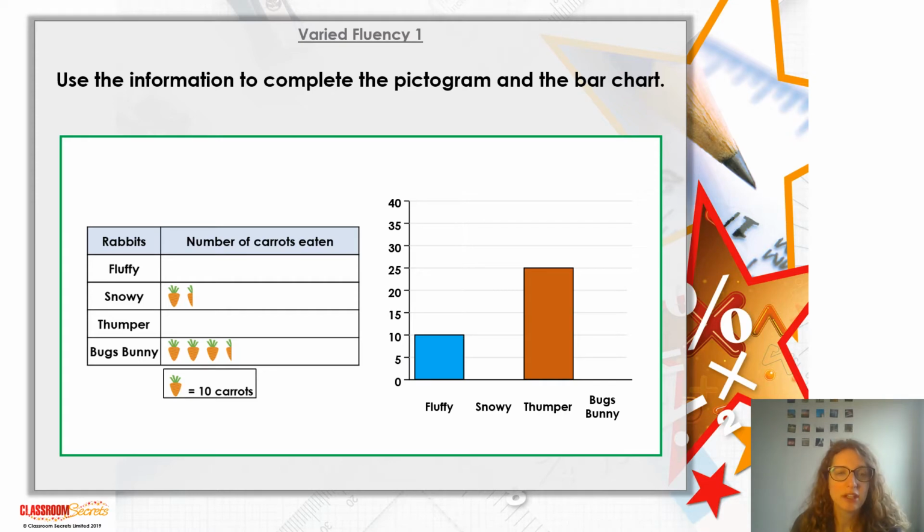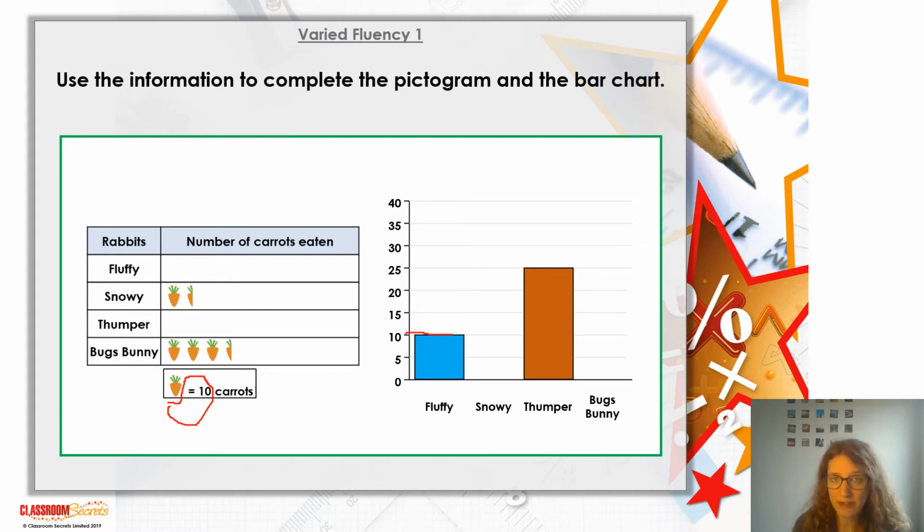Okay, let's have a look. So we have our rabbit names down the side. So we've got Fluffy, Snowy, Thumper and Bugs Bunny, and the number of carrots eaten. Each carrot is worth 10, as we can see down here. So let's start with Fluffy. It's empty on the pictogram, but does have information on the bar chart. So if we go to the top of the bar and we go across, it comes to number 10. So it needs to show 10 carrots here.